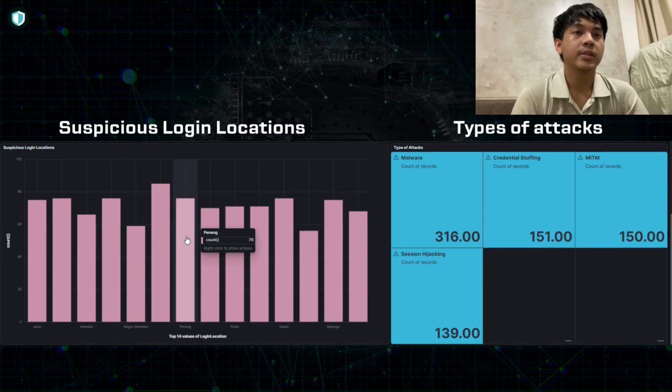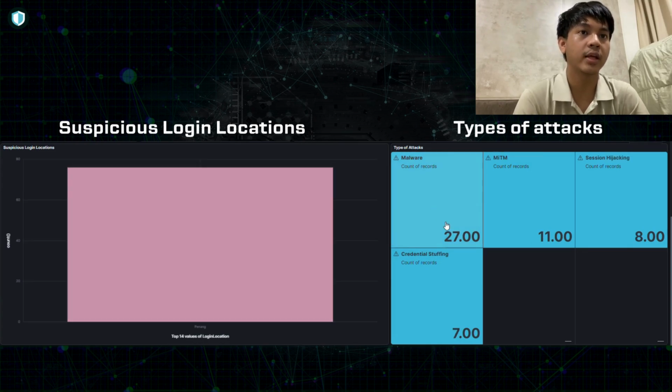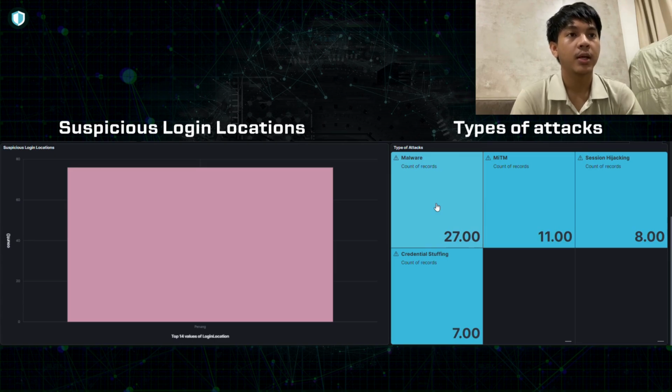Next, we move on to the second highest score in the bar chart, which is Penang. The total suspicious login location we get is 76, and we can see here the types of attack: malware is 27, MITM 11, session hijacking 8 and credential stuffing is 7. When we sum up, we get 53 total attacks. When we minus the attacks from the total suspicious login location, we get 23 of unknown threat.